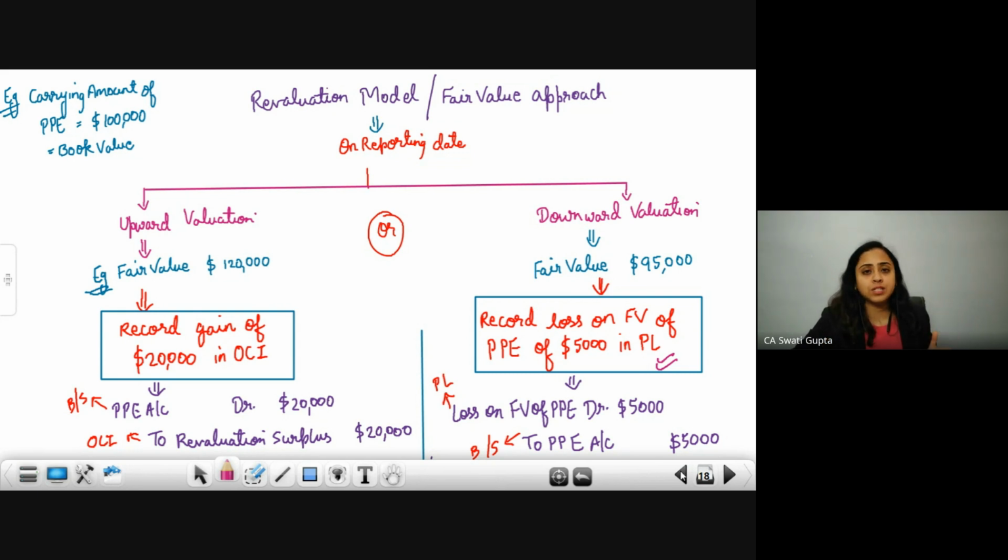This means once you have done fair valuation, what happens on the next reporting day? What is a reporting day? The date on which you are preparing your FS is known as the reporting date. So this is your first reporting date treatment when you are following the fair value approach to record PPE in the books of account. Later, tomorrow we'll see how to record this asset subsequently using the fair value approach.